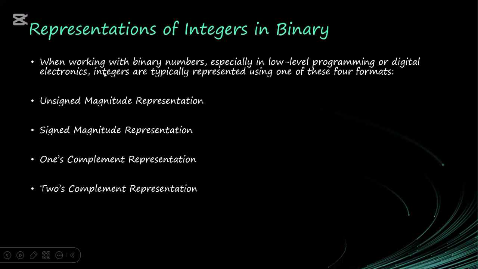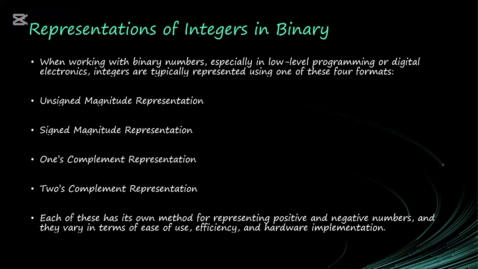So one's complement and two's complement have to do with signed integers. But as we go on, you're going to understand why we no longer use one's complement. Two's complement is a better representation of integers, so we are going to see. The first thing we treat here is that each of these has its own method for representing positive and negative numbers, and they vary in terms of ease of use, efficiency, and hardware implementation.